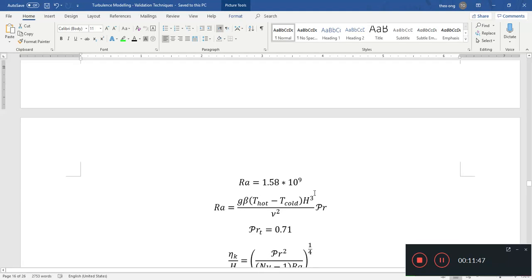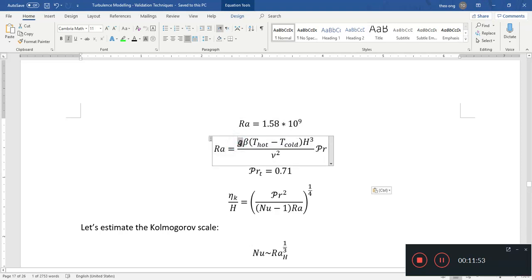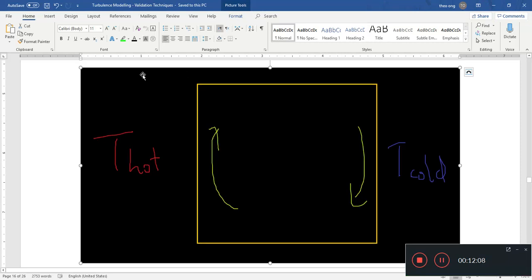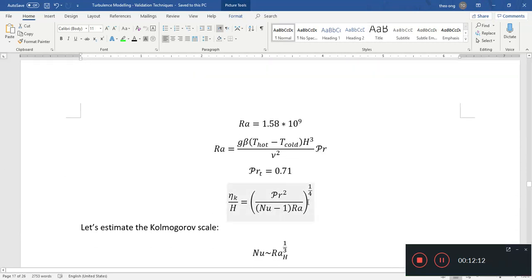Okay, so what are the Rayleigh numbers? The Rayleigh number is 1.58 times 10 to the 9th, and it's calculated like so: g times beta, which is the expansivity coefficient, times T hot minus T cold, times H cubed over nu squared, times the Prandtl number, of course. This is actually the Grashof number. H is 0.75, which is the height of the square cavity, or the length of one side of the square.